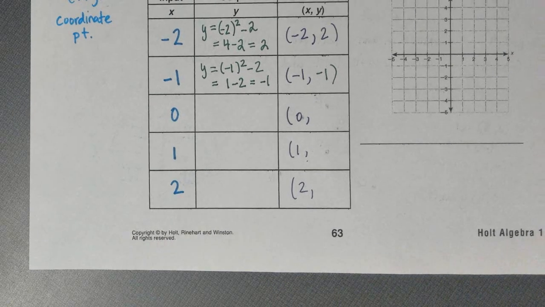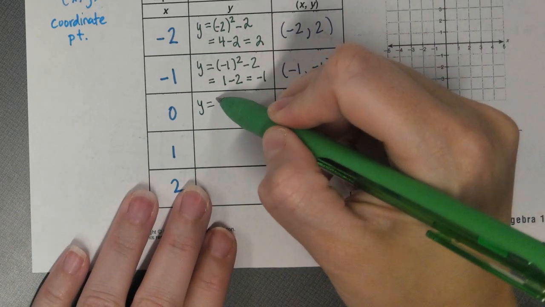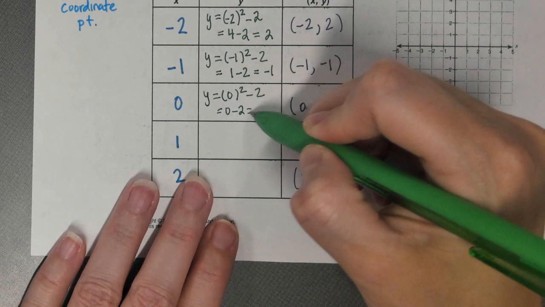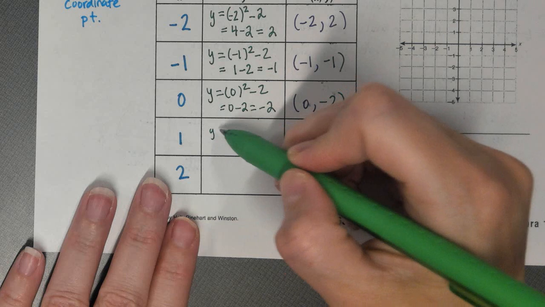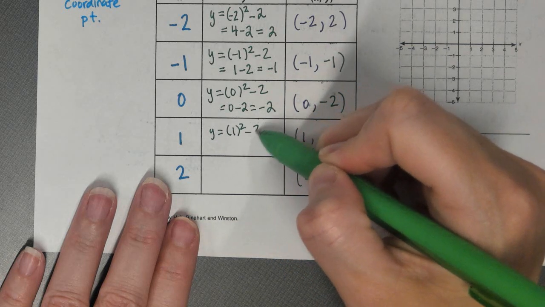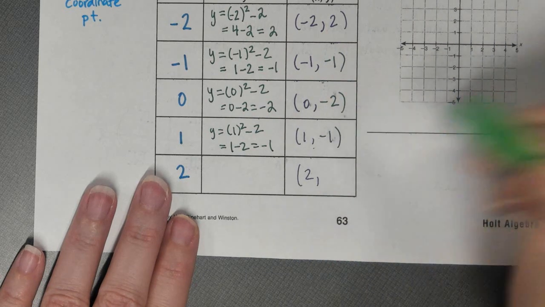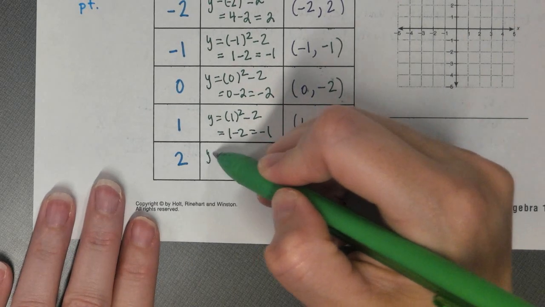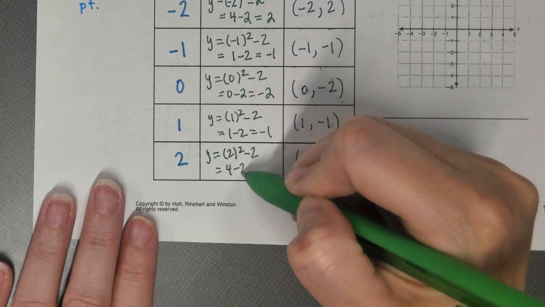All right, you guys ready to check in? So we had 0 squared minus 2, which is 0 minus 2, so we should have gotten -2 here. And then 1 squared minus 2 is just 1 minus 2, which will be -1. And then when you plugged in 2, you got 4 minus 2, which is 2.